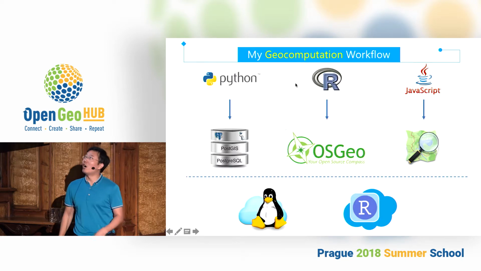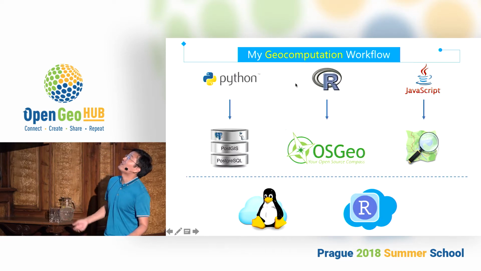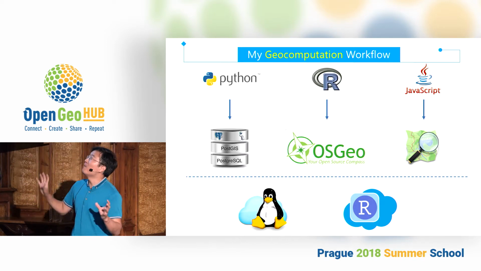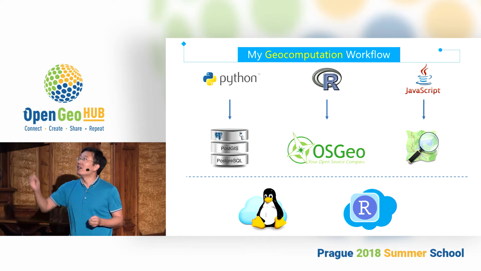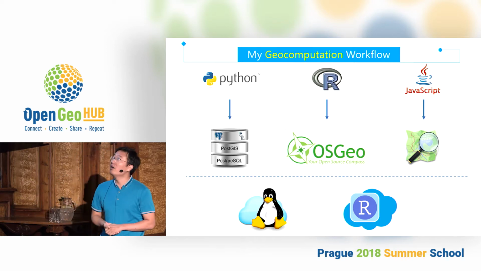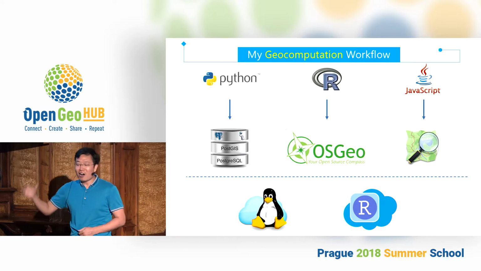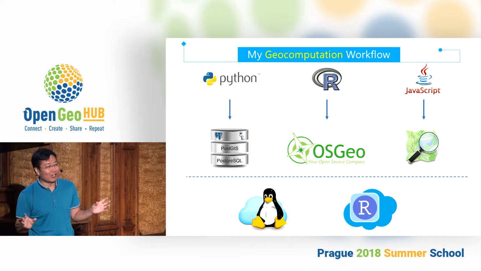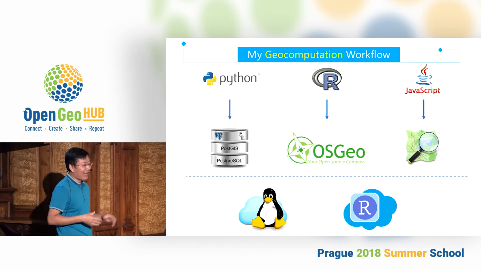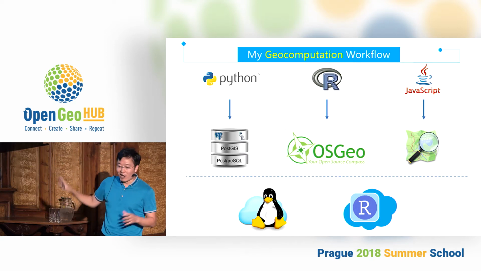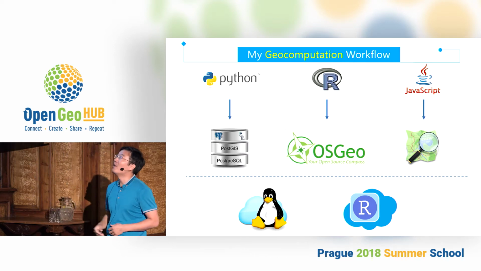Here's my geocomputation workflow. First, using maybe Python to manage data in PostGIS and PostgreSQL, and then using open source GEOS. R has an interface to a variety of open source software like RQGIS, RGRASS, and RSAGA, to use the basic functions in the open source OSGeo software.